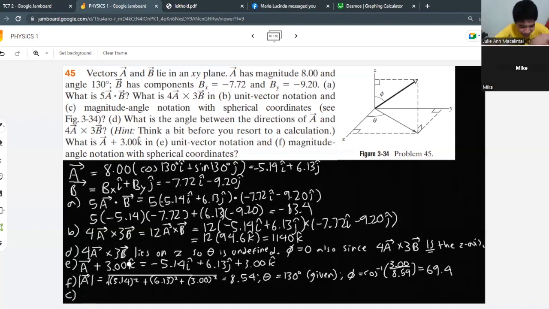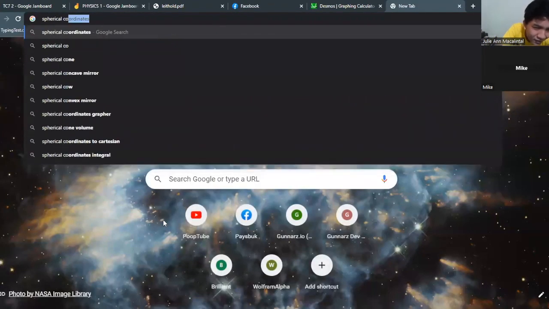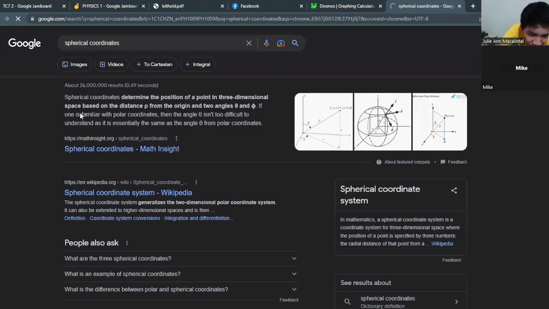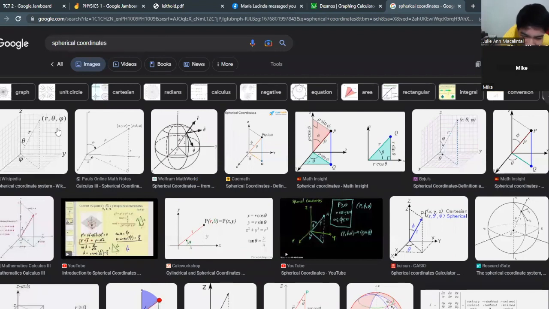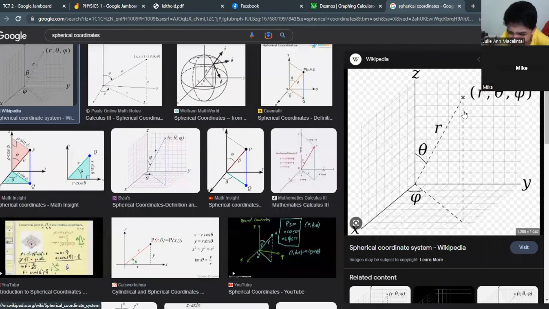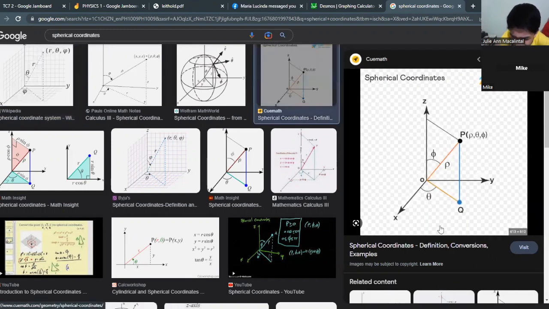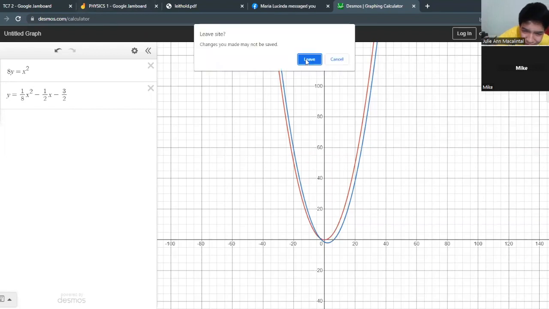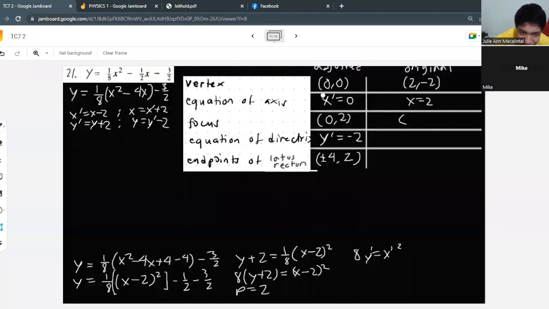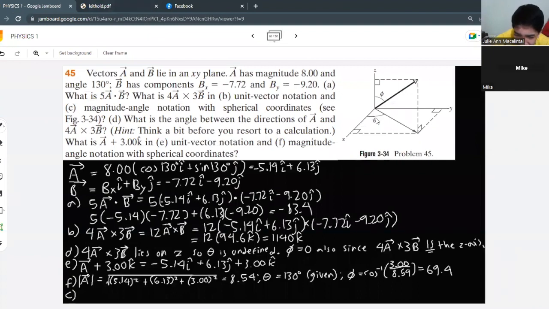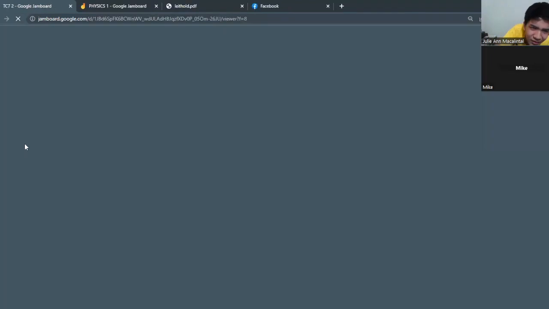Then, spherical coordinates. How do you even write it? So it's like 3 dimensions, but instead of y and z, it's theta and phi. Oh wait, why is it different here? Okay, it's still different. So, a conventions moment. It was the example earlier.